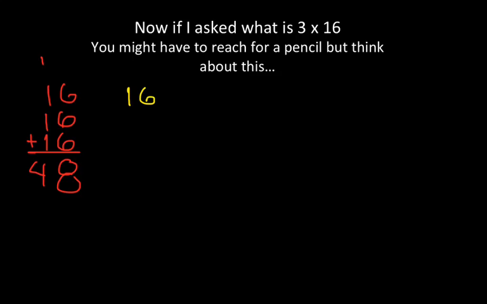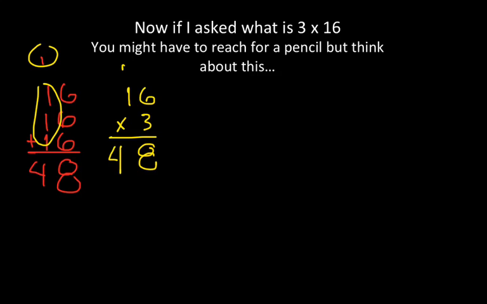Other folks are going to be more comfortable with multiplying. They're going to do 16 times 3. And they're going to say 3 groups of 6 is 18 and carry the 1, just like I did over here. And then they're going to say 3 groups of 10 is 30, just like I did over here. Plus 1 makes 48. So there we go, 3 times 16.